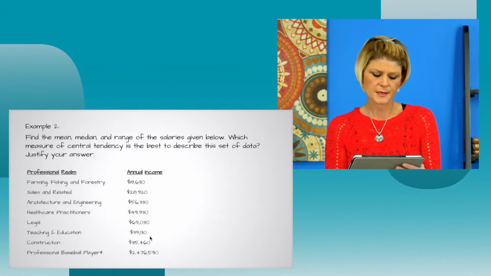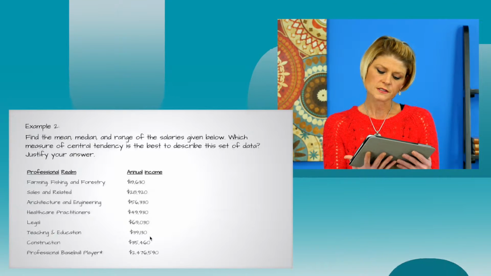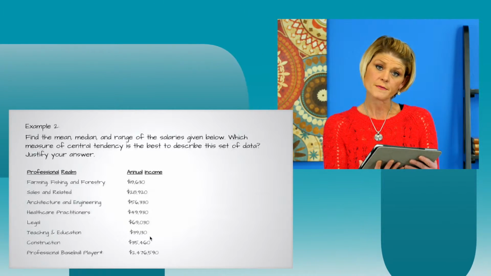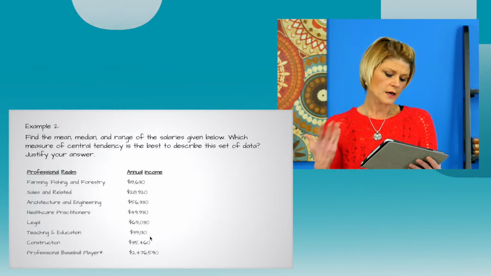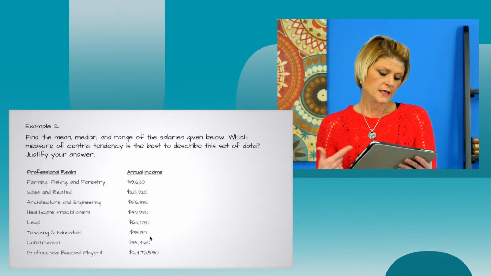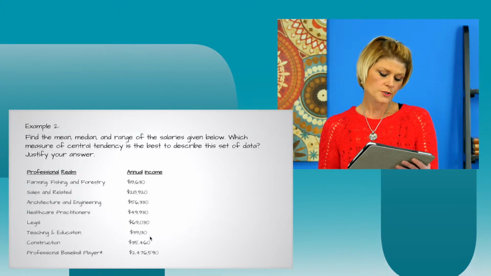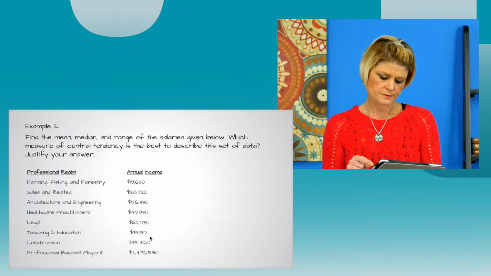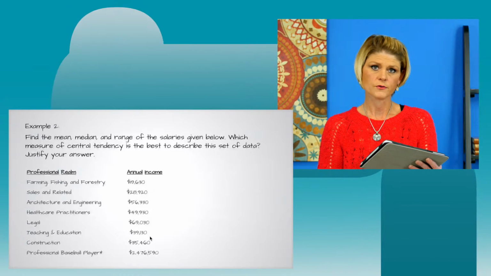All right, let's look at another example. It says find the mean, median, and range of the salaries given below. Which measure of central tendency is the best to describe this set of data? We've got the professionals and their jobs: sales and related, farming, fishing, and forestry, architecture and engineering, and then you've got their annual income in the next column. And look there at the bottom, a professional baseball player with an annual income of over $2 million.